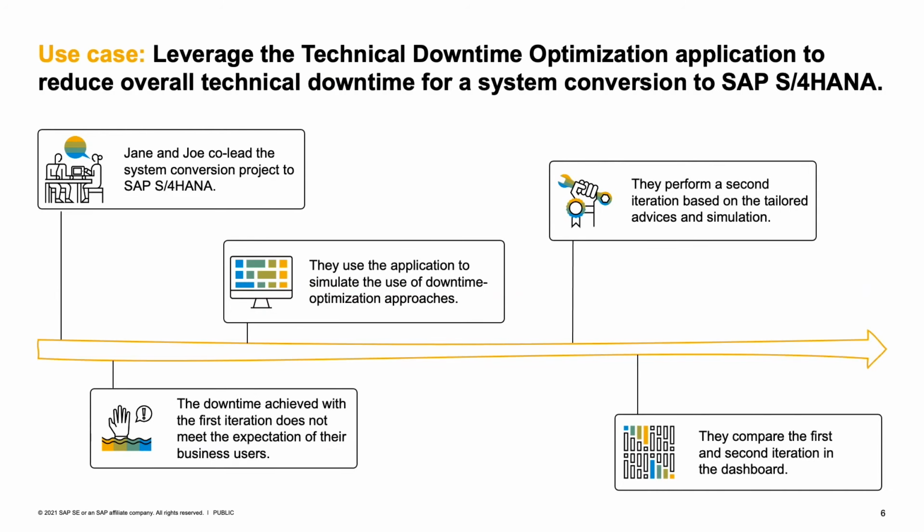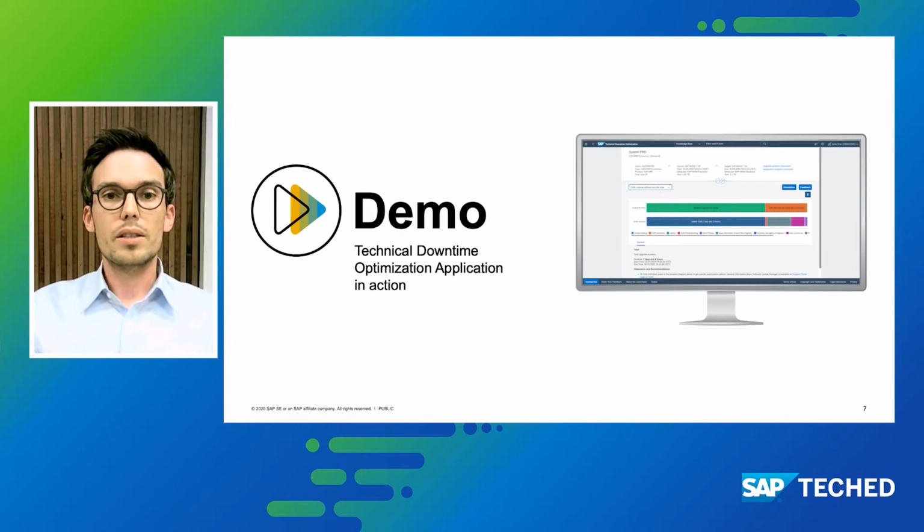Eventually, they leverage the downtime optimized conversion in the second run. And at the end, they also compare the results and see that exactly the downtime optimized conversion helped them to meet the expectations from their business. Now let's take a look at the demo and see how the Technical Downtime Optimization application works in action.